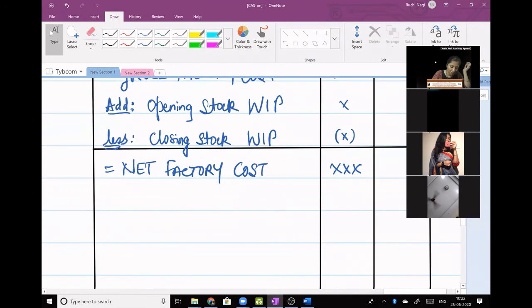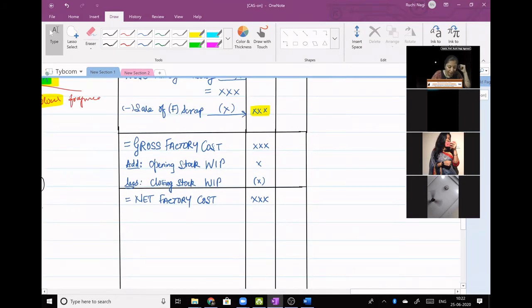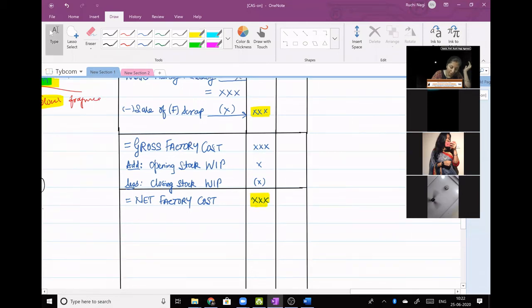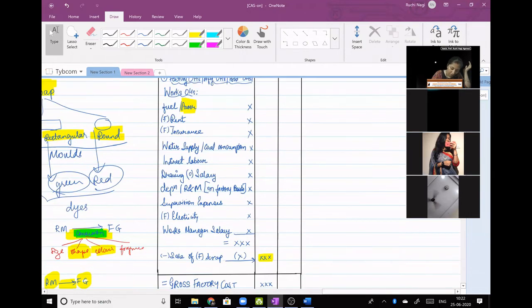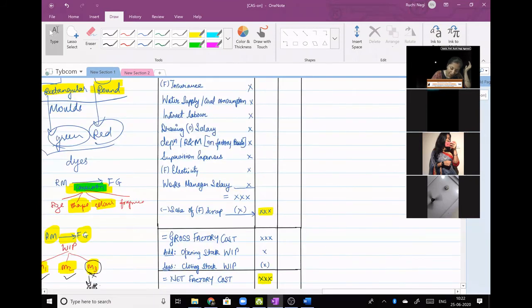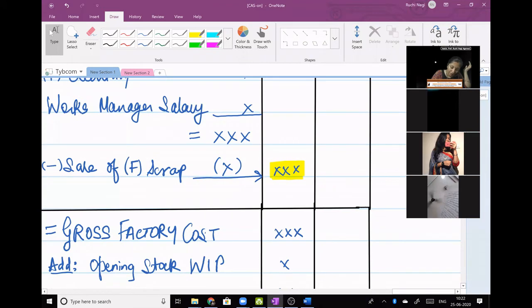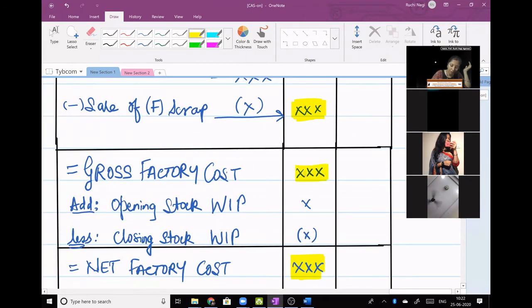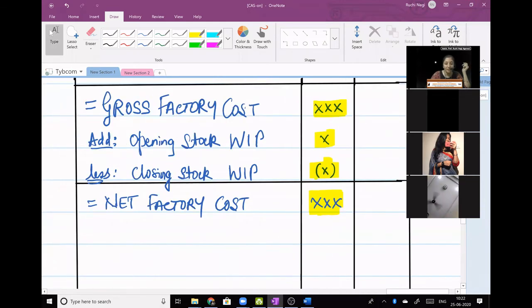Next, once this is done, how do you get the net factory cost? You get this net factory cost by adding to the prime cost. See what I have done. Here is my prime cost, and to this prime cost, I have added my factory overheads, and I got the gross factory cost. Then I added my opening stock, then I subtracted my closing stock, and the final answer which I get is the net factory cost. Am I clear about it? Is it clear up to here?